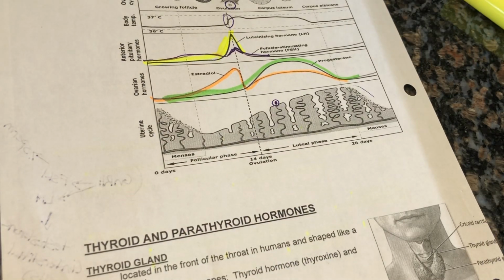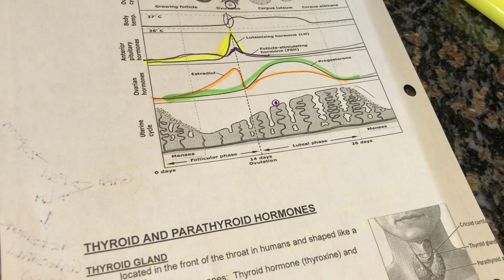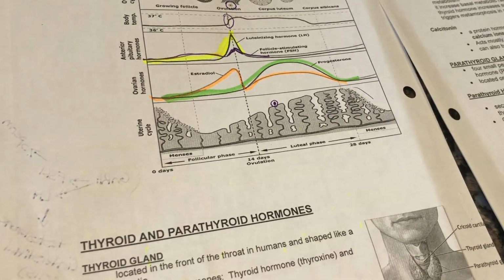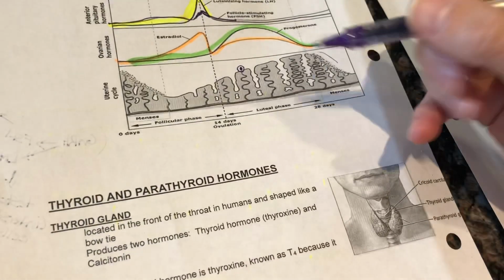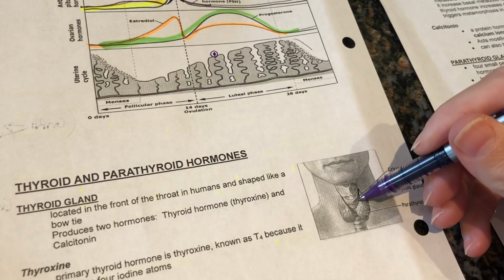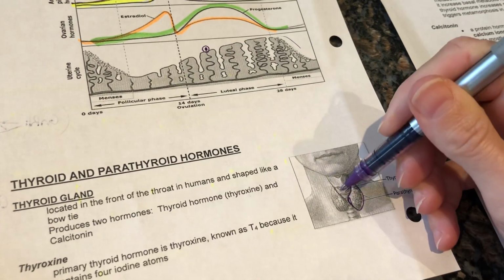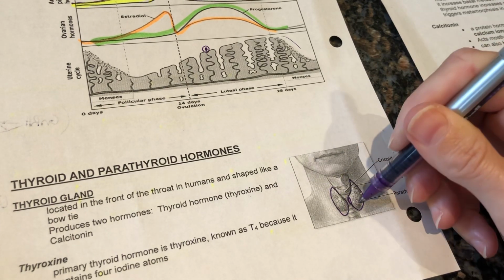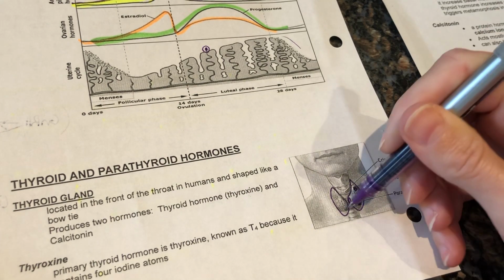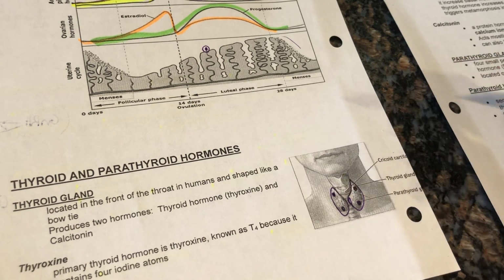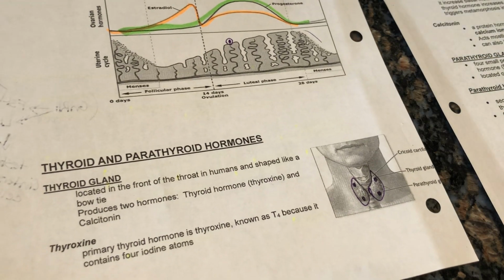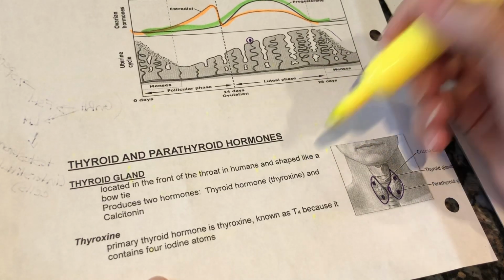All right, now, thyroid glands. So if we look at the thyroid gland, I'm just going to pick up here with the thyroid gland, and then I will drop off with the thymus gland, and I'll finish up there with the last lesson. So the thyroid and the parathyroid. So we have the thyroid gland again in your neck. Okay, so here's the thyroid gland, and on the thyroid gland, you've got your parathyroid little blister glands. Okay? So they're located in the front of the throat in humans and shaped like a bow tie.